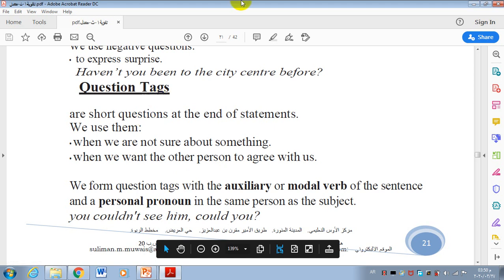Like this example, you couldn't see him. Here the subject pronoun is you and the modal verb is couldn't, but because it is negative, we use the question tag could in affirmative, followed by the subject pronoun you.